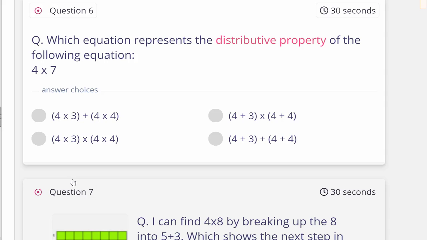Hassan al-Jaber. Yes. Okay, Hassan, 4 times 7. Which one is correct? 4 times 7. So, 4 times what? Which one should I choose? 4 times this one or this one? Yes, choose one. The distributive property. I will choose 4 multiply 3.